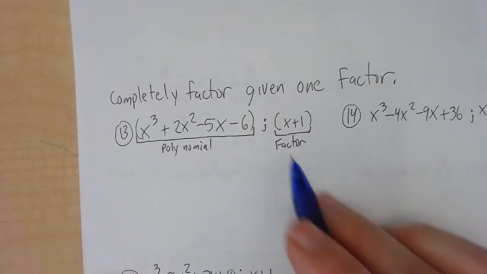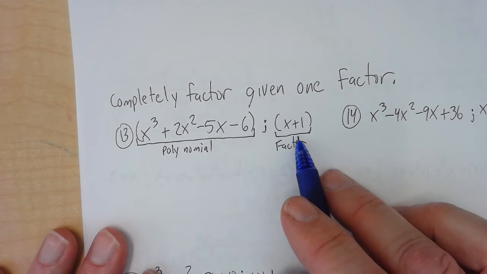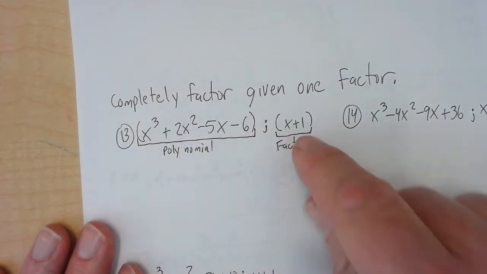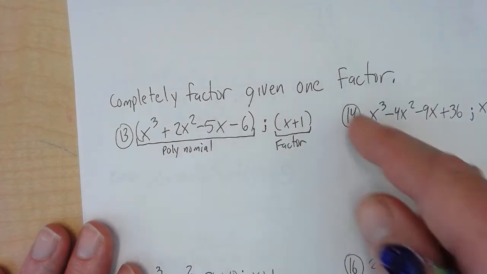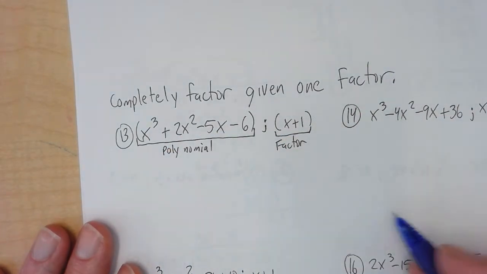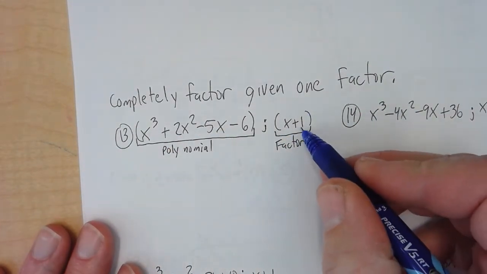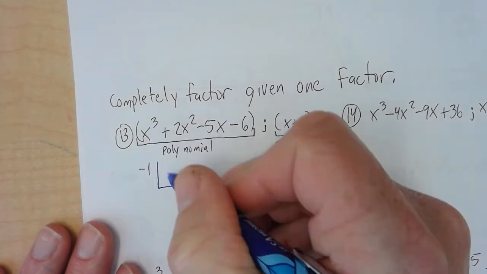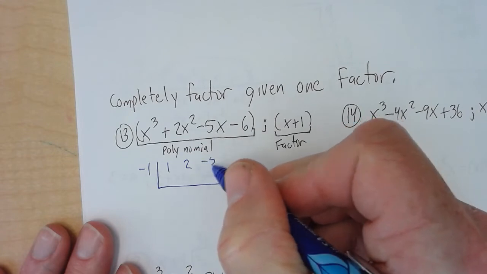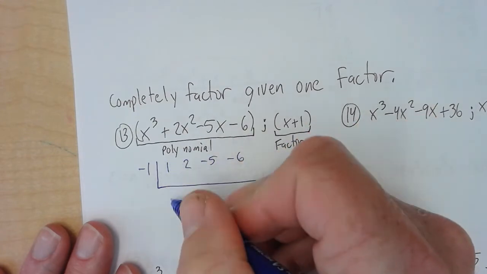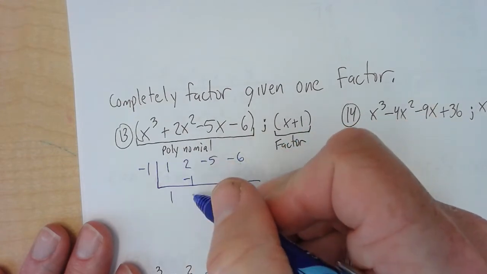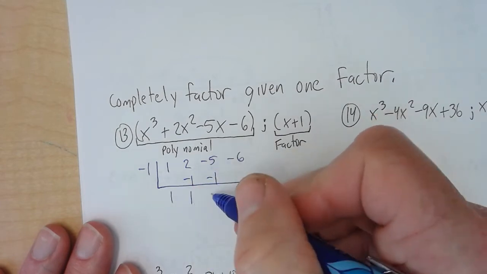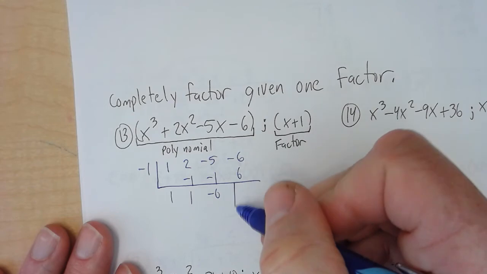All right, we're going to completely factor this. We're given 1 factor, so we know that this divides into here evenly because it is a factor. Change the sign, -1, then 1, 2, -5, and -6. We drop it down. We multiply, we add, we multiply, we add, we multiply, the remainder is 0.